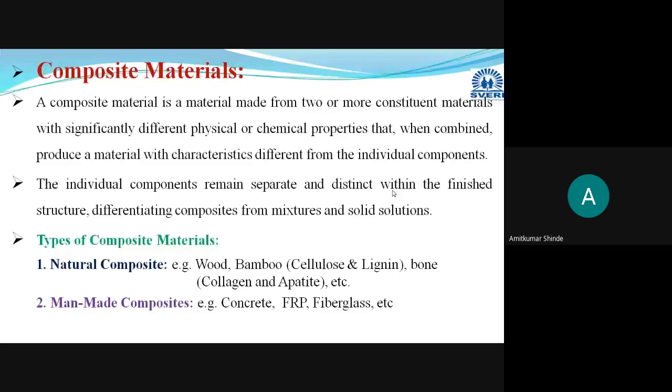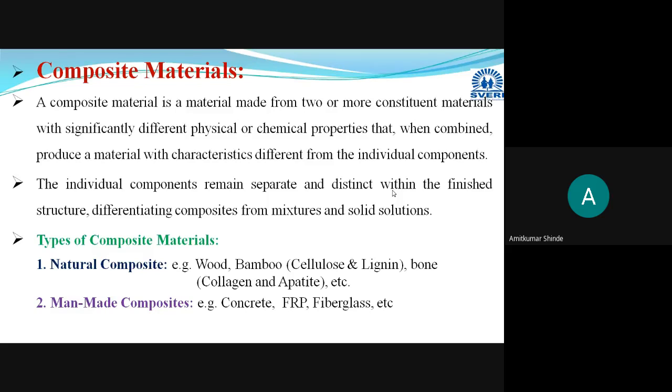Then man-made composites are also there. The widely used man-made composite is concrete. Concrete, or FRP, meaning fiber reinforced plastics, and fiberglass are there. Concrete is a mixture of sand, loose stones and cement. That is the man-made composite, which you are aware of and I think you have watched; it is very familiar to you. That is the concrete which is used in construction work.